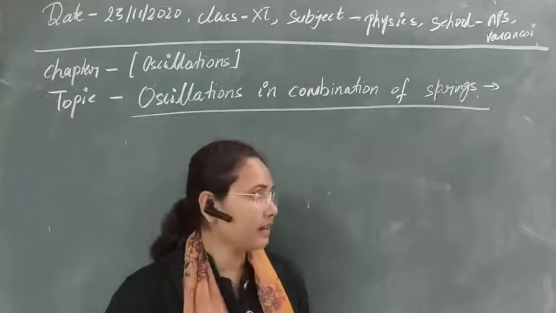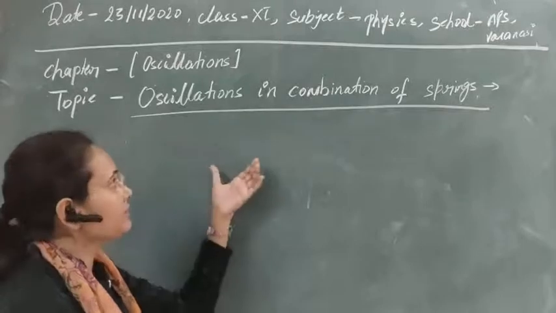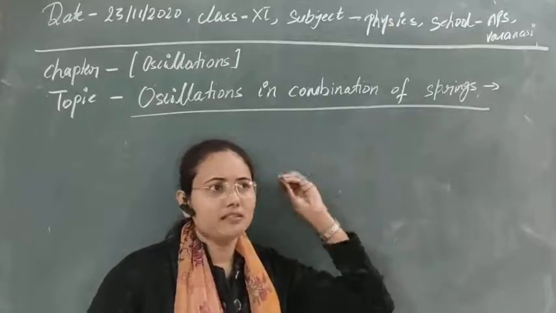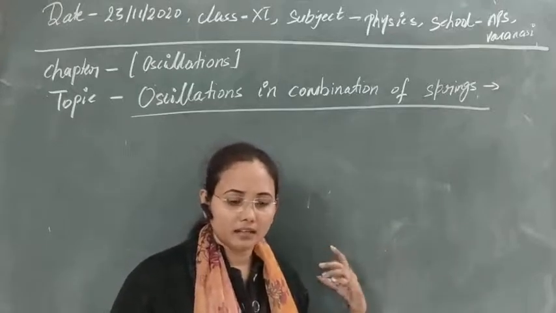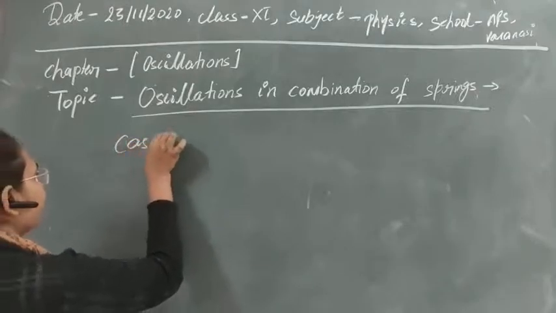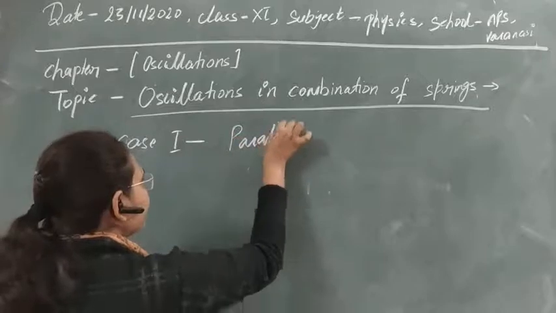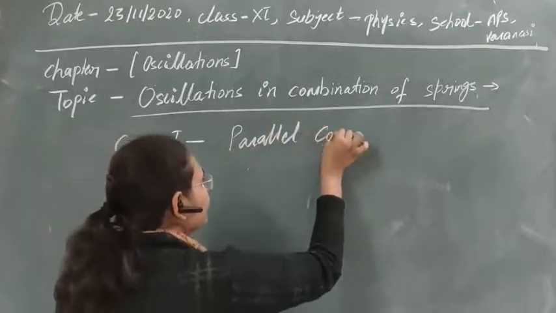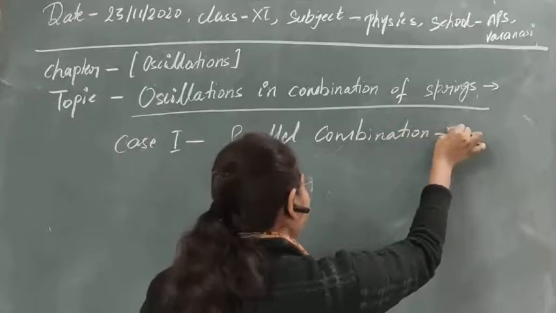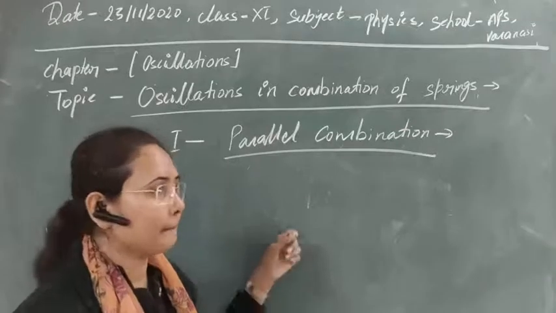Thus today let's start. The combination of springs means how oscillations can be performed in the case of a combination of springs. So suppose that we are combining the springs in parallel combination. So the first case which we have is the case of parallel combination. Suppose there are two springs that are combining in a parallel way.